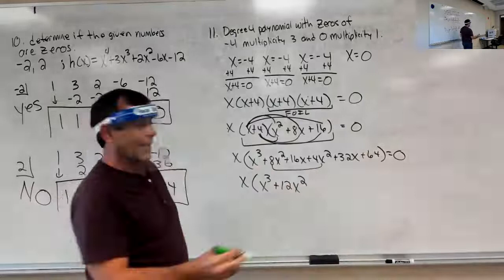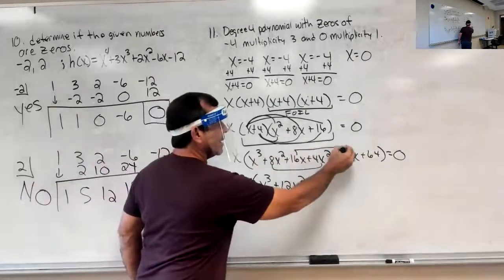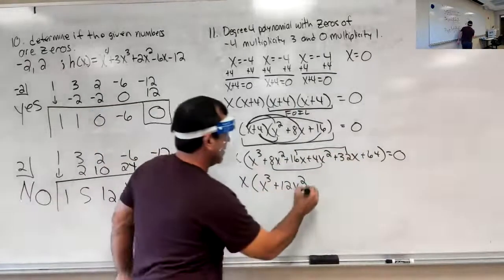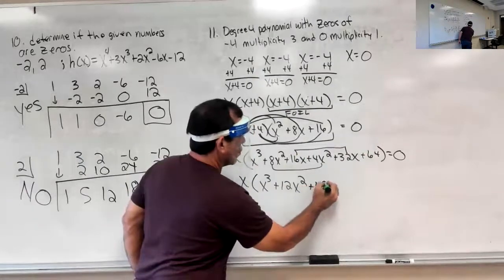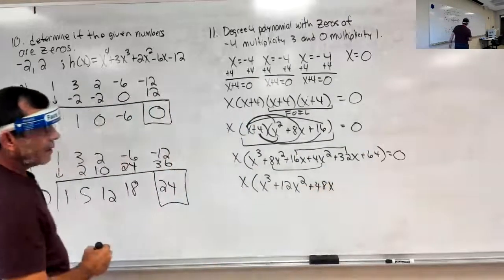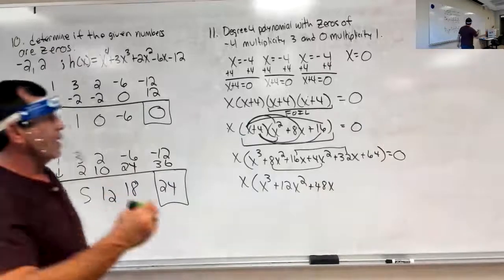Ooh, I got some x's I can add together. I got a 16x and a 32x. So that's going to give us a 48x. And then at the end, I'm going to bring down that plus 64.